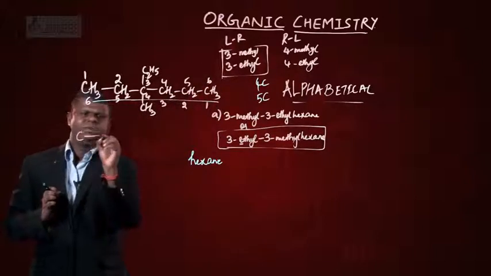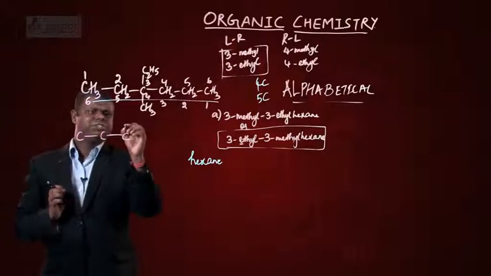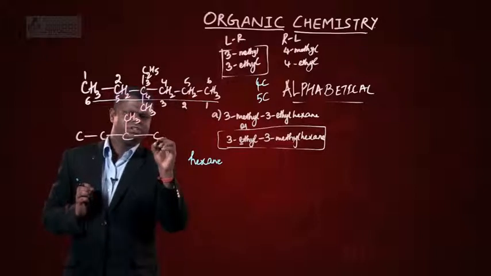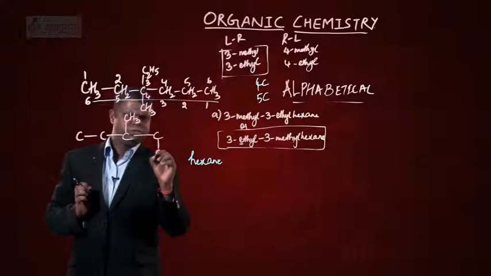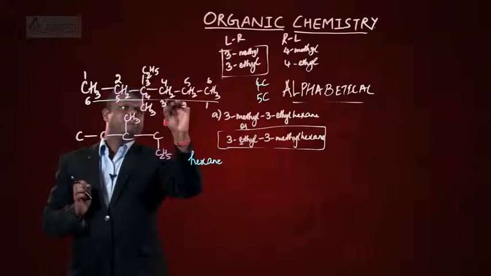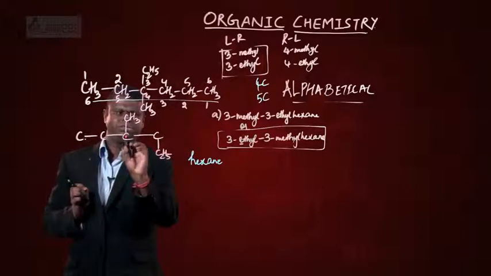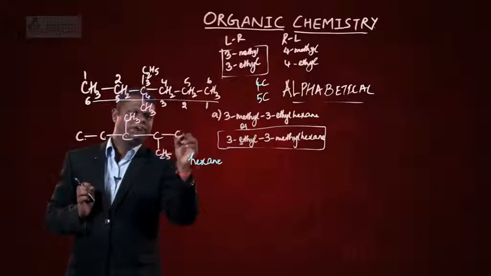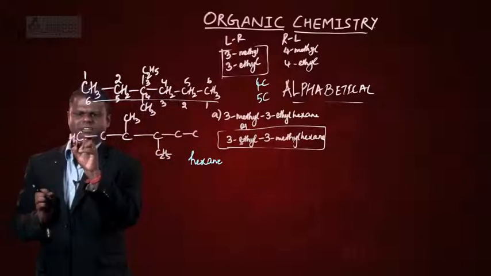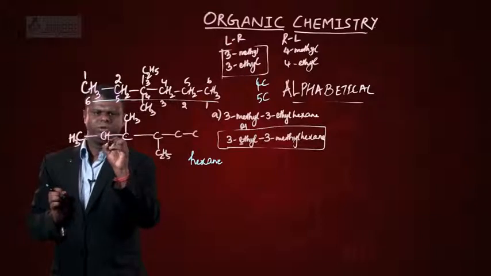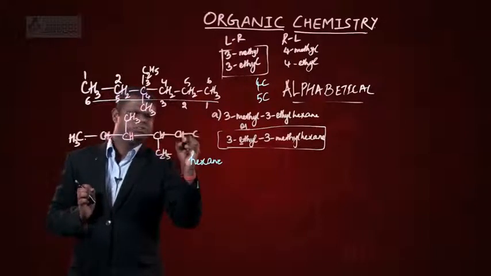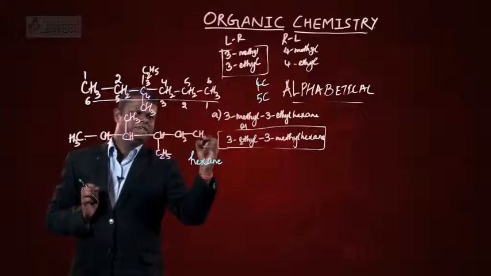So you have 1, 2, 3. At position 3 I had a methyl group. Now I am putting the ethyl group at position number 4. You have 1, 2, 3, 4, 5, 6. So now let me balance the hydrogen atoms. You have CH3, CH2, CH, CH, CH2 and then CH3.